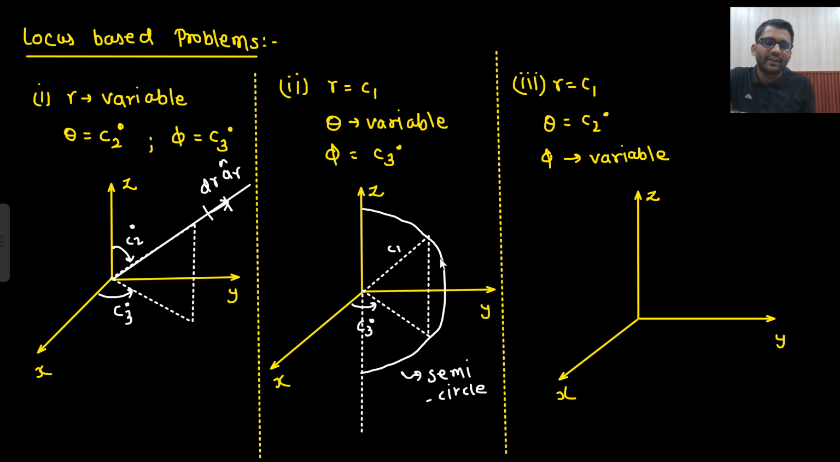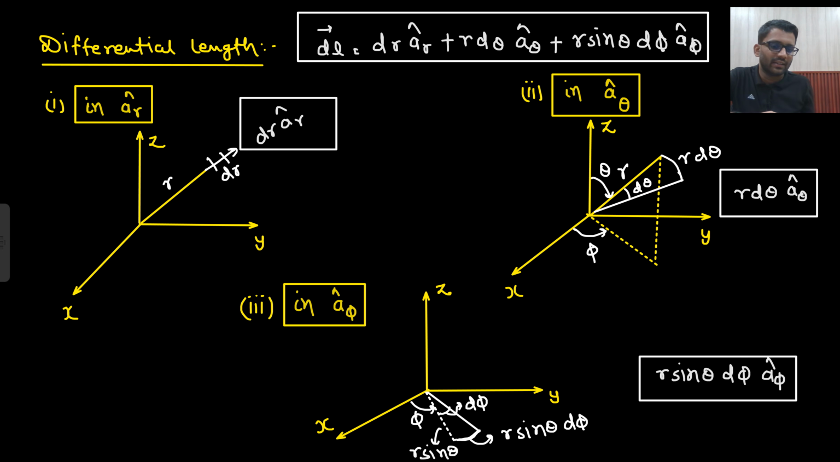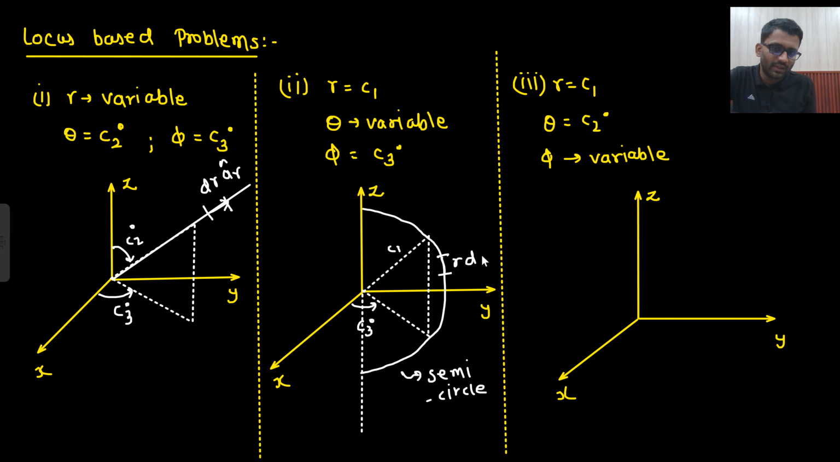Okay. And if I take a small length here, in which direction am I moving? In theta. So in the theta direction, how much do I move? R d theta. So this will be R d theta, and if I need to write down the vector, that will be R d theta a theta. Let's write down this one.